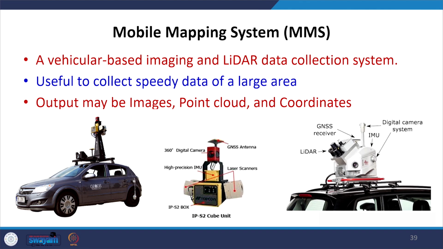And if our area is larger still, then we use the mobile mapping system, where we can mount all these systems on a moving vehicle. You can see here on the vehicle we have mounted a camera, GPS, and laser scanner, and we can get the output in the form of images, point cloud data, and three-dimensional coordinates. So, this is a very useful system to collect data for a large area.